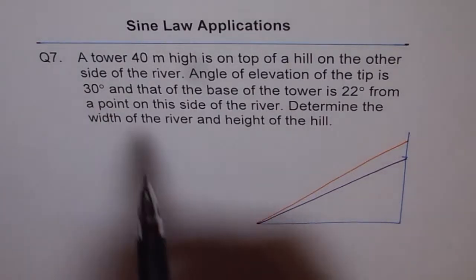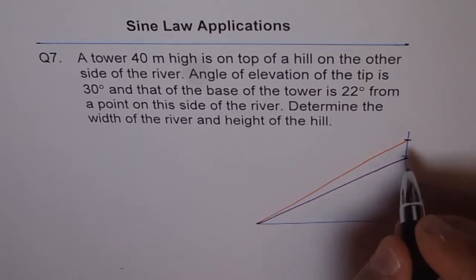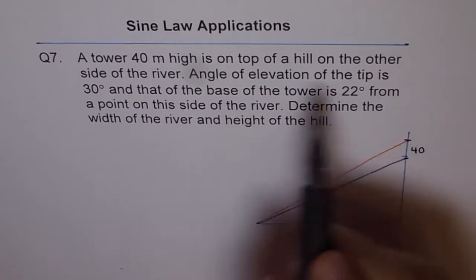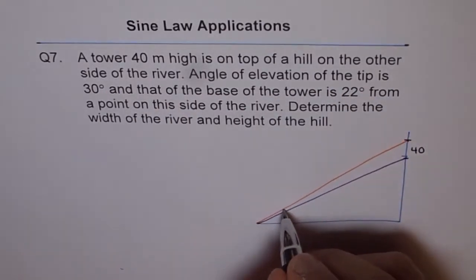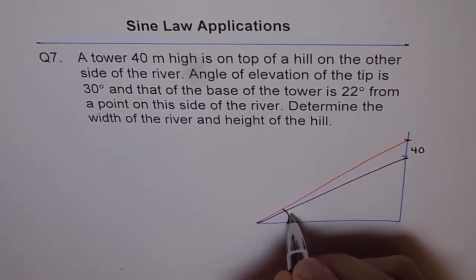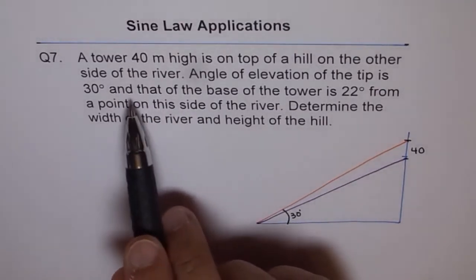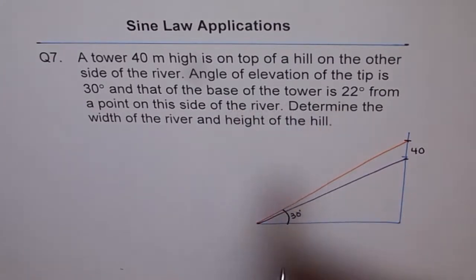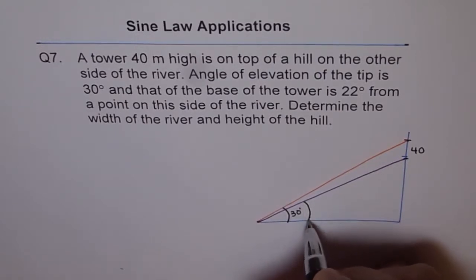It says a tower 40 meter high is on top of a hill. So this is your tower, right? And this much from here to here is 40. The angle of elevation of the tip is 30 degrees. That means this angle from here to here total is 30 degrees, correct? And that of the base of the tower is 22 degrees. That means this angle from here to here is 22 degrees. Correct?